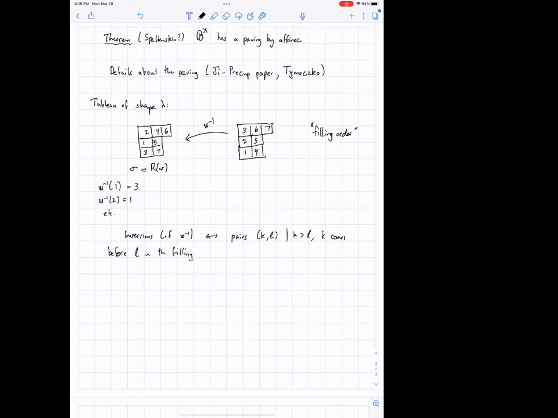In R of W. So for example, 3-1 is an inversion here because 3 comes before 1 in the filling order, but 3-4 is not an inversion. Now the number of inversions is the dimension of the Schubert cell. Let's call it X_W^0, which is B dot WB in the flag variety.